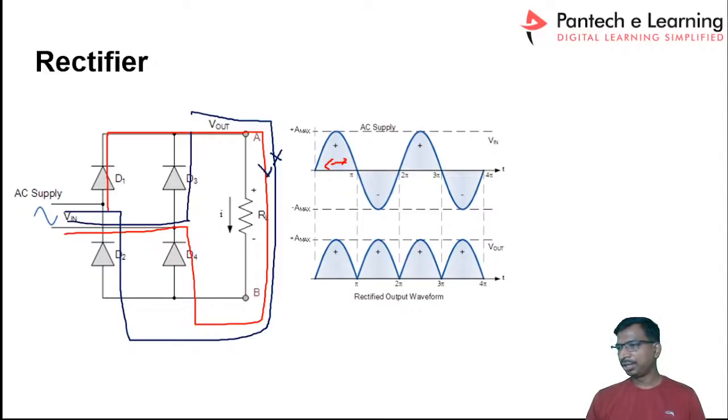See here, these four diodes will help us get output voltage always. The red color denotes the positive voltage, and the blue line denotes the negative half cycle. So always you will get a positive voltage on the load side, right?